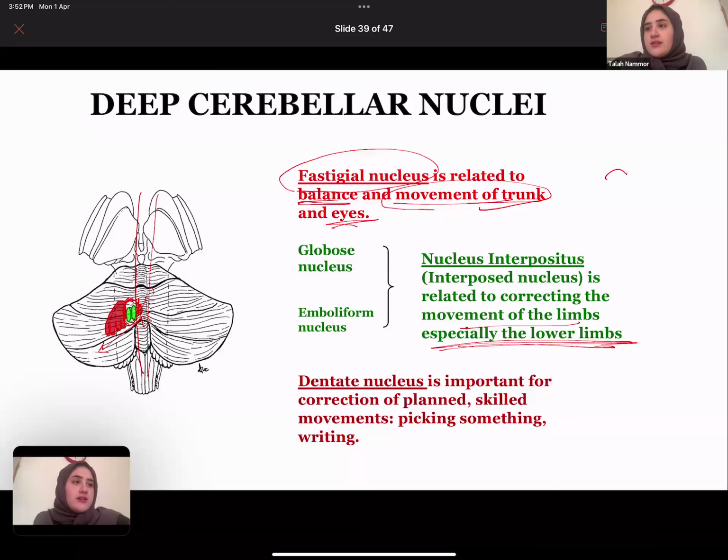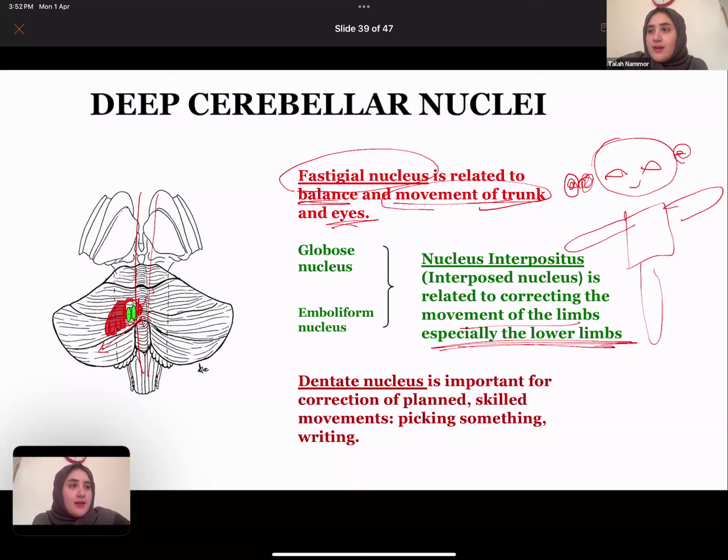So basically think of it like those are eyes and balance. You can think of ears, like we know that the vestibulocochlear is somewhere close to the ears, and the trunk. But this is the vestibular nucleus. But then we do limbs, okay? Which is basically specifically lower limbs, by the nucleus interpositus.